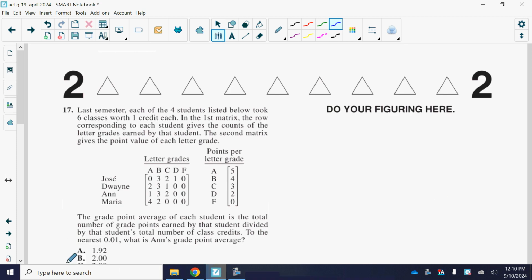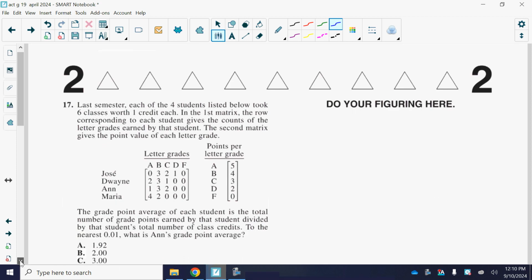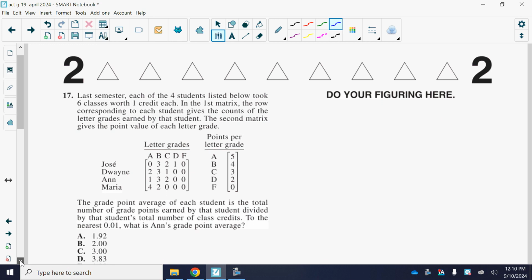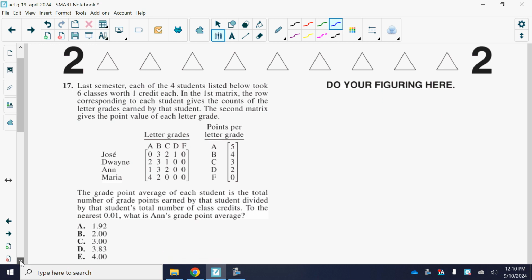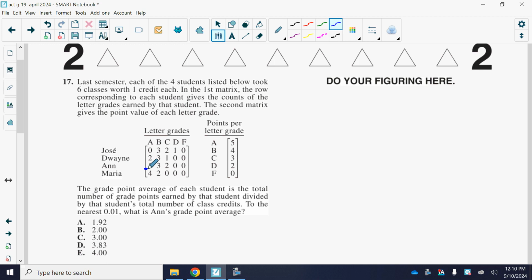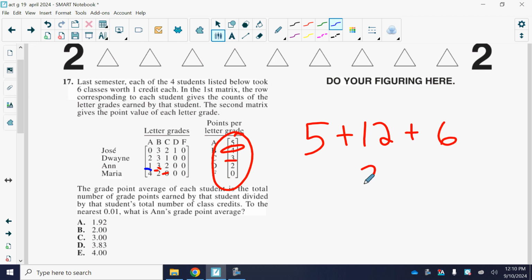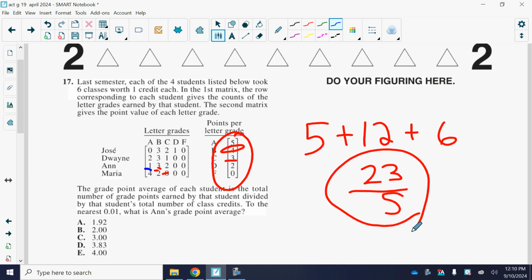All right, here we've got Ann's grade point average, and it's fooling you with all this matrix stuff. Ann is just a person who makes what? 1A. And you're supposed to grid it with this, so she gets 5 points. Ann makes 3 B's. 3 4s is 12, and she makes 2 C's, which is 2 times 3, 6. So Ann scores 23 points in her 5 classes. Take that, that's your grade point. It's 3.83.